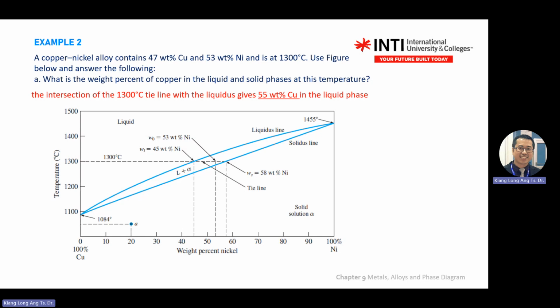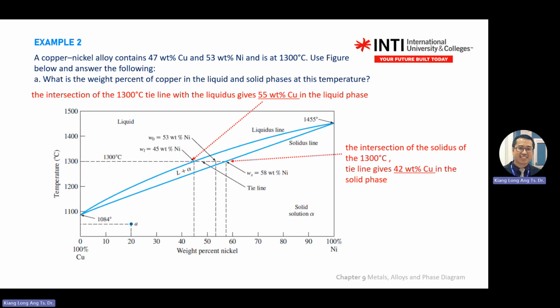Be careful on the question. This one asks you about copper, but the graph gives you nickel. The answer for the first one is 55% copper in liquid form. Understand? So how many percent copper in solid? Same, you have L, O, S. Your S point is about 58% nickel. How many percent of copper? 100 minus 58 is 42.